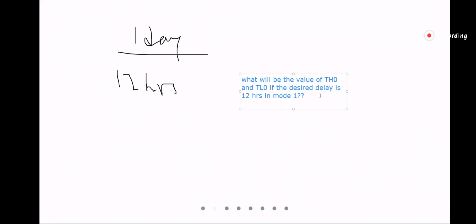In mode 1 you will have that value only, because 50 milliseconds is the normal optimal value. But how many times will you run this loop? How many times will you run this 50 milliseconds in order to get 12 hours? Can you tell me?